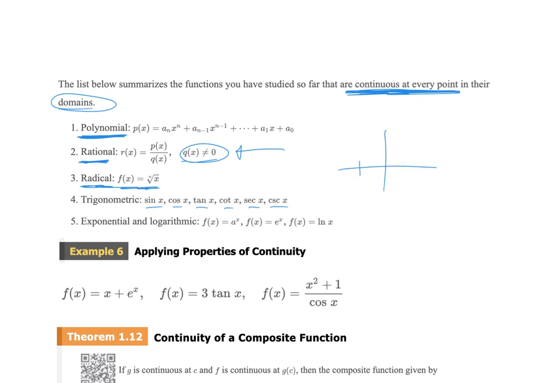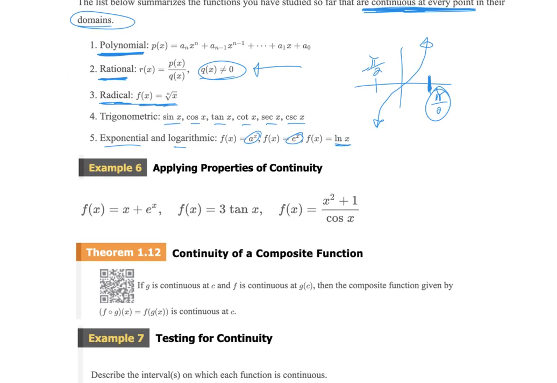Now, we have to be careful because we know that tangent has asymptotes. So this point right here, pi halves, is not in its domain. So there is a non-removable discontinuity at pi halves and negative pi halves. And it's periodic, so we see that continuing on. But on its domain, it is continuous. We also have exponential and logarithmic functions, so a to the x or e to the x and the natural log of x, all of those are continuous on their domain.